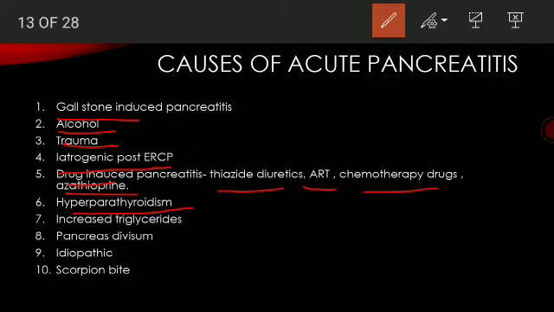Calcium has a key role in regulating trypsin activation. When the calcium level in the blood is low, trypsin tends to cleave and inactivate itself. But when the calcium levels are high, the autoinhibition does not occur, and conversion of trypsinogen to trypsin is favored. As the conversion of trypsinogen to trypsin is favored, it leads to intrapancreatic activation of proenzymes. The next causes are increased triglycerides, pancreas divisum, idiopathic causes, and scorpion bite.